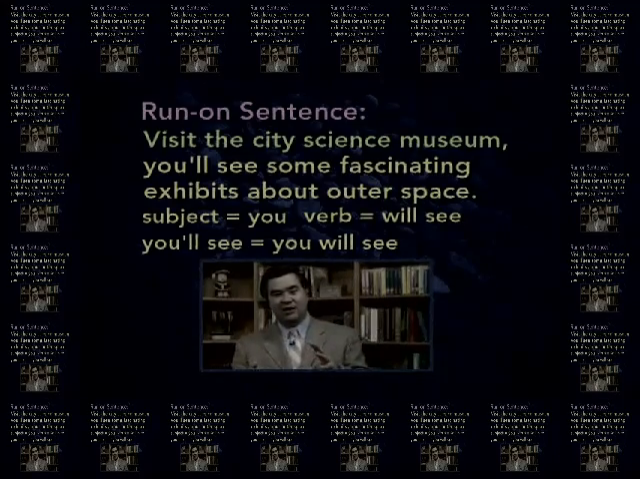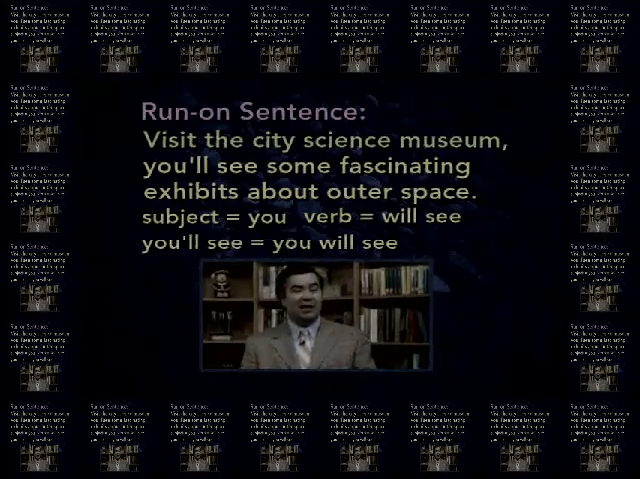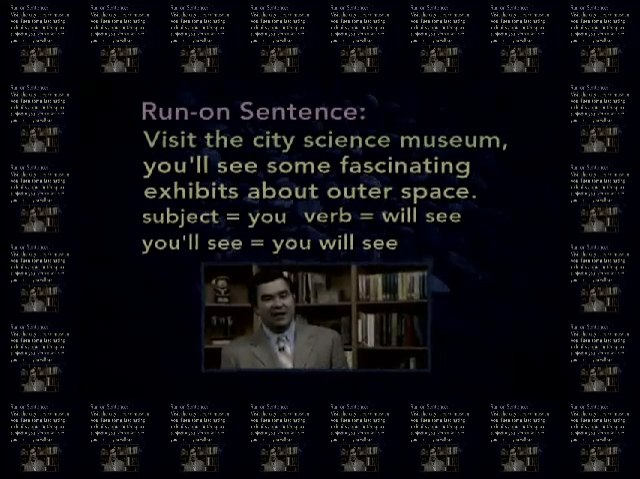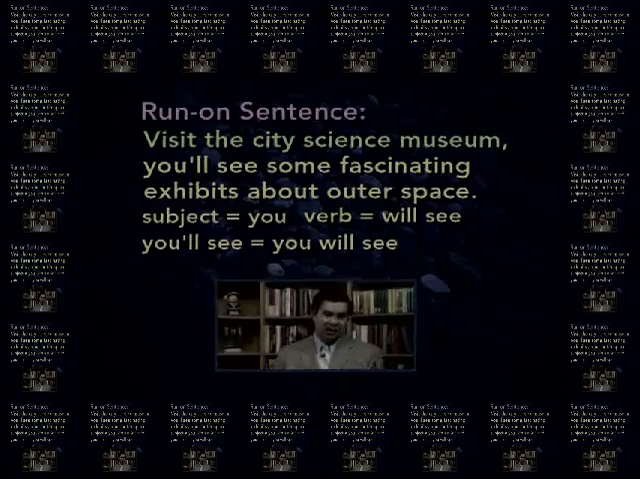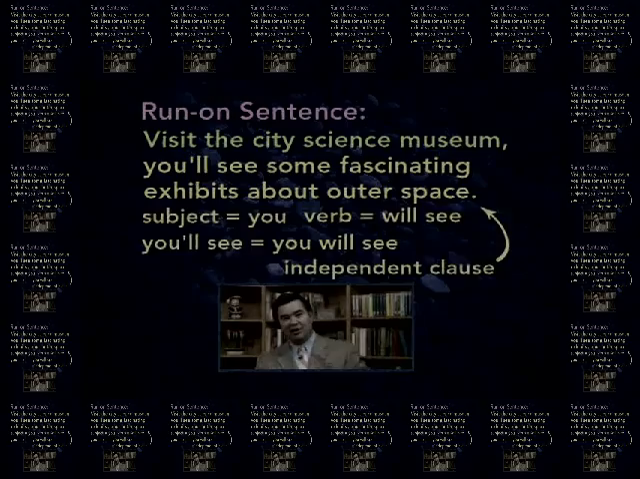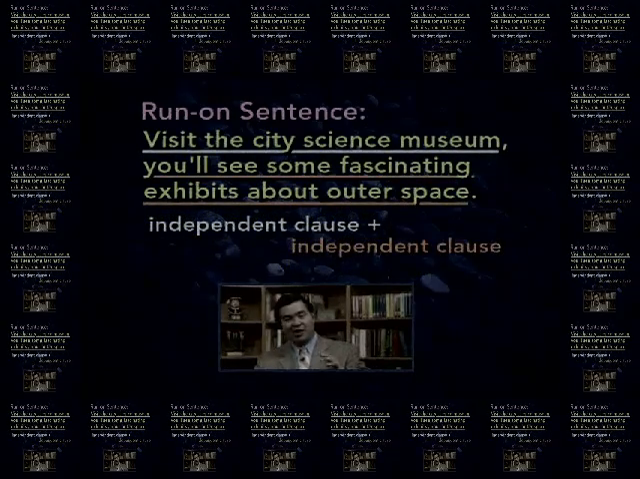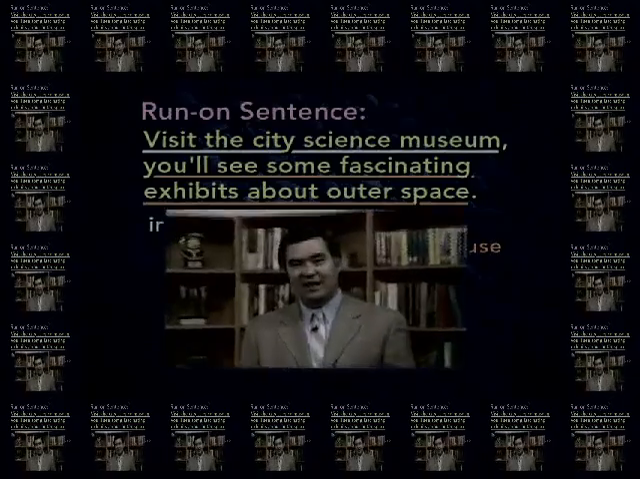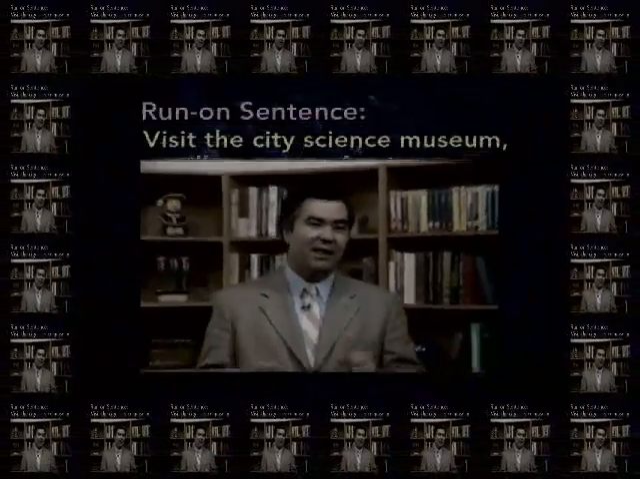So we have two clauses here, either one of which could stand alone as a sentence. Look at that second clause. You'll see some fascinating exhibits about outer space. That could stand alone as a sentence. We have two independent clauses which have simply been stuck together with a comma in between. That's what makes this wrong. It's a run-on sentence. If you had written this in your own paper, you would have to correct it to make the paper grammatically acceptable.